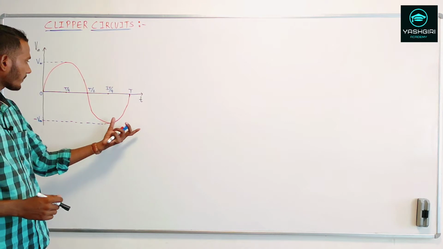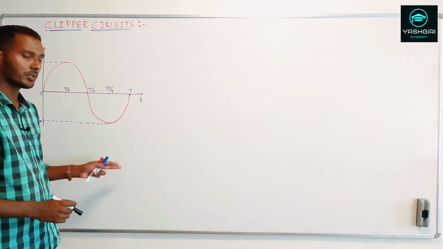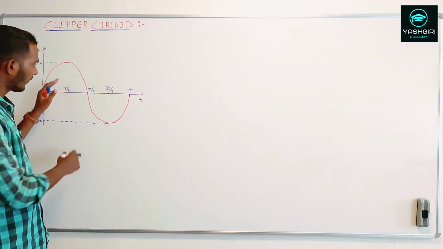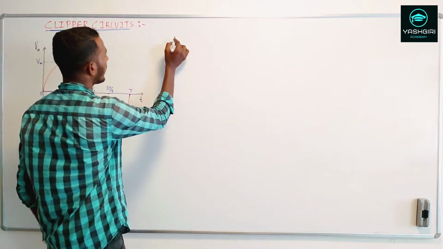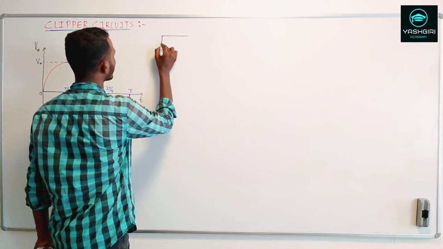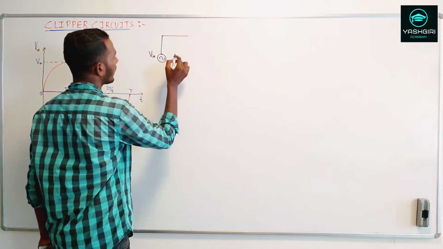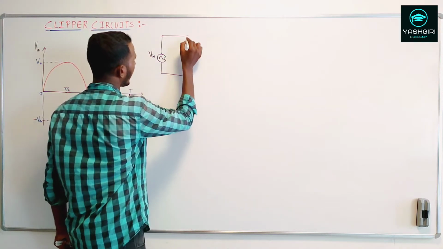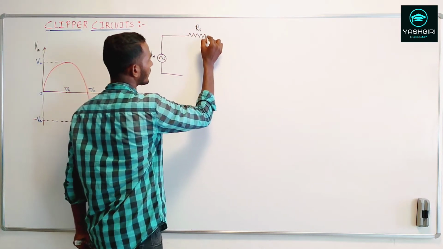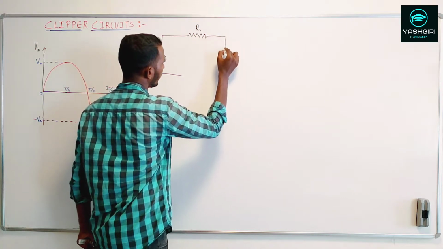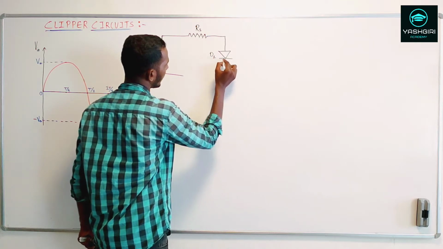Now these are my AC signals that I'll be giving to my circuit, and the task is to clip the positive half cycle from this entire AC signal. To do this, I am going to take the AC signal. Let this be my V in, the AC signal, and let RS be the series resistance, and this is connected to a diode D1.